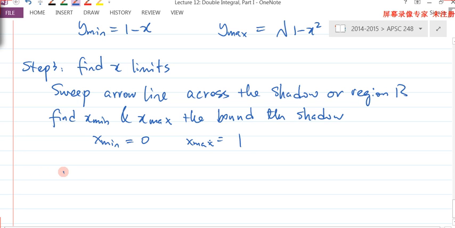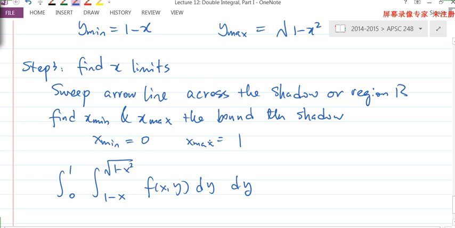So the last step is, x goes from 0 to 1, y goes from 1 minus x to root 1 minus x squared. Then some kind of an integrand here, in dy first and dx next. So that's your last step, right? To put on the actual expression.